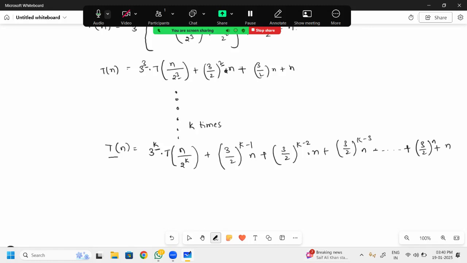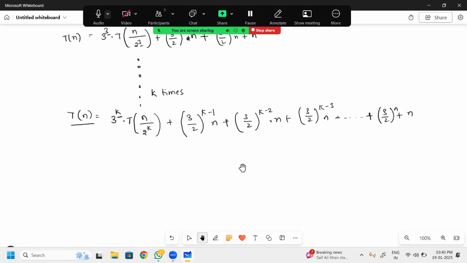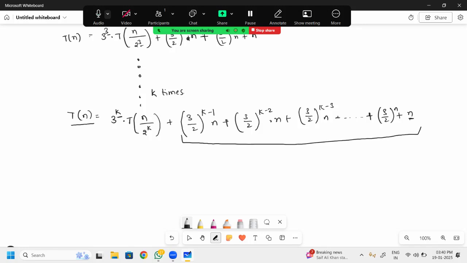So this is for finding the time taken for T of n. Now you observe here carefully. From all these terms, we have one common term which is n. I am going to write this one separately.